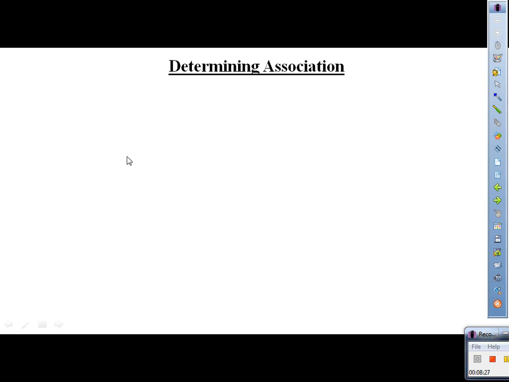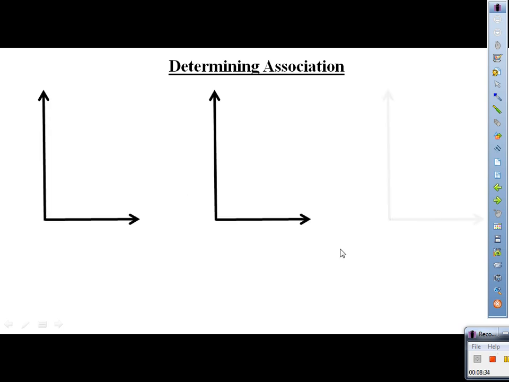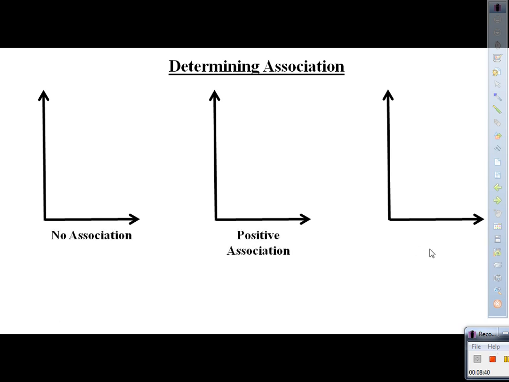Let me show you what you need to write underneath. You need to draw 3 quadrants like so. You label the first one no association. The next one you're going to label positive association. And the last one you're going to label negative association. Some of you are saying, Mr. Q, but aren't they all the same? Yeah, but right now I'm going to fill it with data that's going to be different from one to the other.